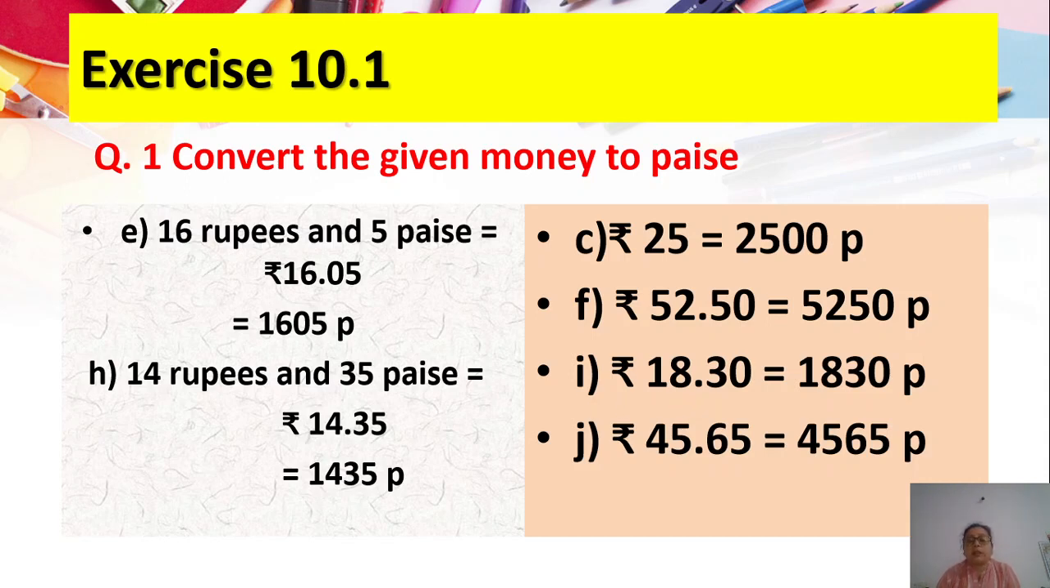Our question I says rupees 18.30. Simply remove the symbol, remove the dot. We got the answer. It is 1830 paise. Our question J is rupees 45.65. Simply we removed the symbol, we removed the dot, and we got the answer. It is 4565 paise.